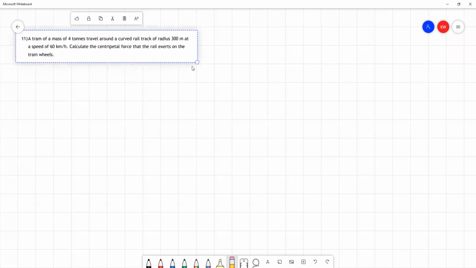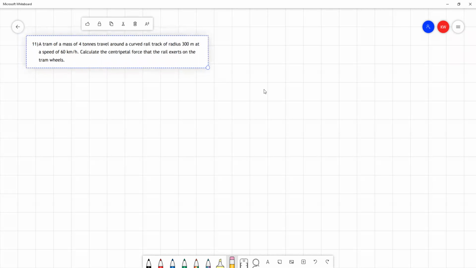This is question 11 from tutorial sheet 4 for engineering dynamics. In this question, we're given a tram that's moving around a curved track, and we're given the mass of the tram, the radius, and its speed. And we're asked to calculate the centripetal force that the rail exerts on the tram wheels. This is the force acting towards the center of the rotation.